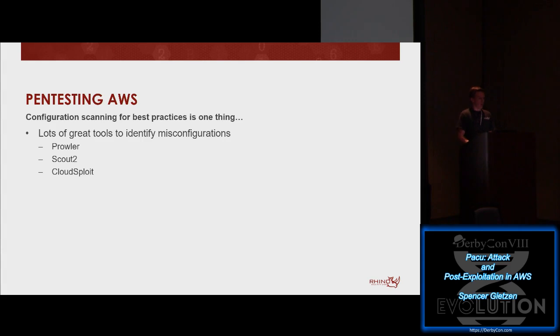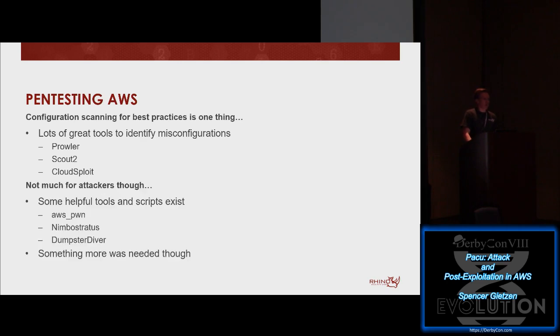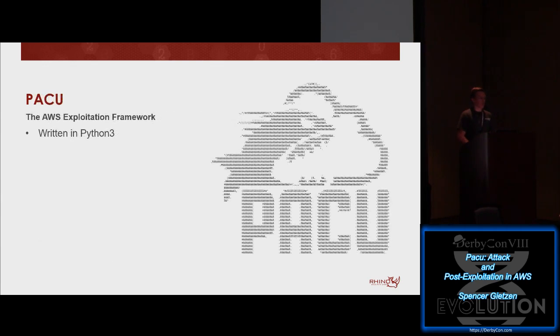In general, there's a lot of tools out there for scanning your AWS environment and checking for best practices. Some of those include Prowler, Scout2, and CloudSploit. Really good tools. I use them myself. But there wasn't much for attackers previously. There were a few tools, AWS Pwn, that's one of my favorites, Nimbostratus and Dumpster Diver, great tools as well, but something more was needed, and so really that's where Pacu was born from.